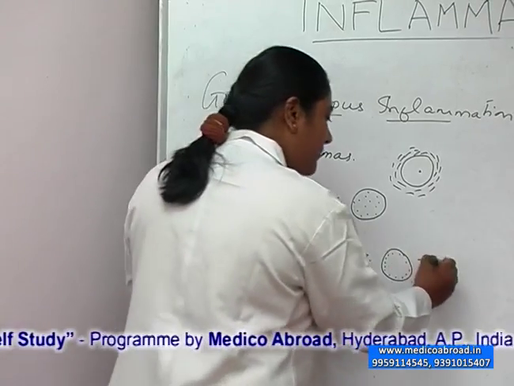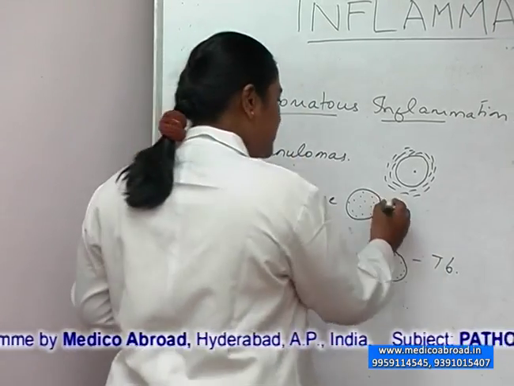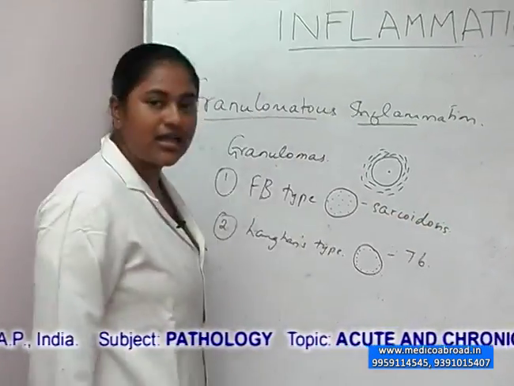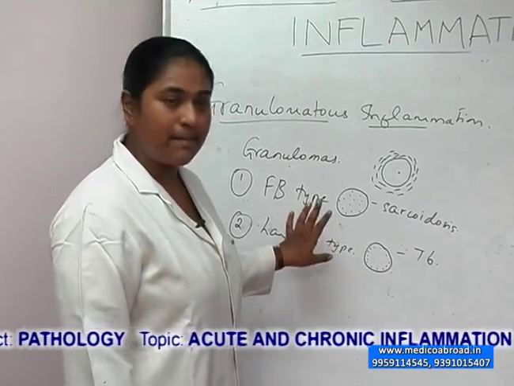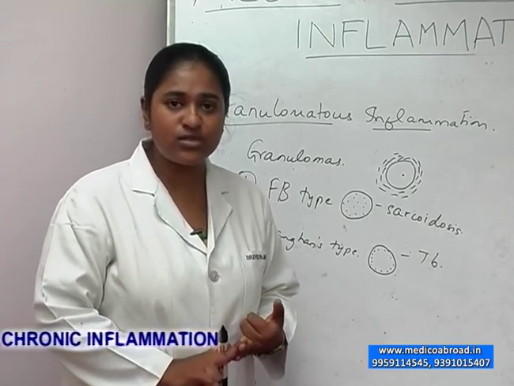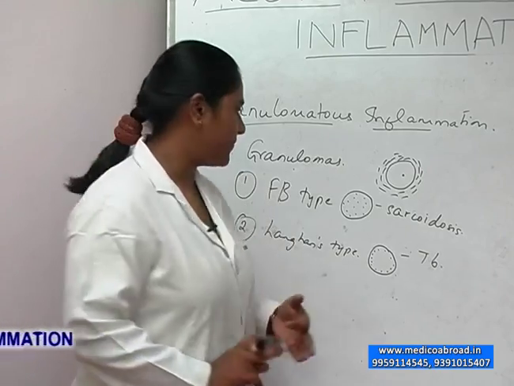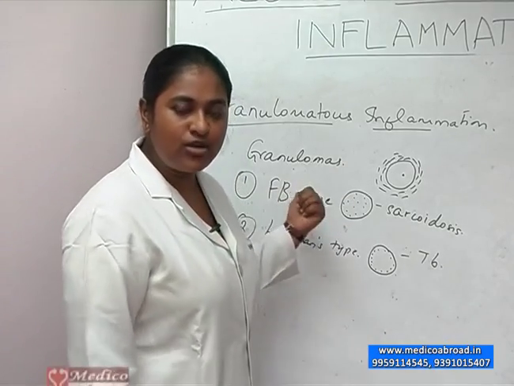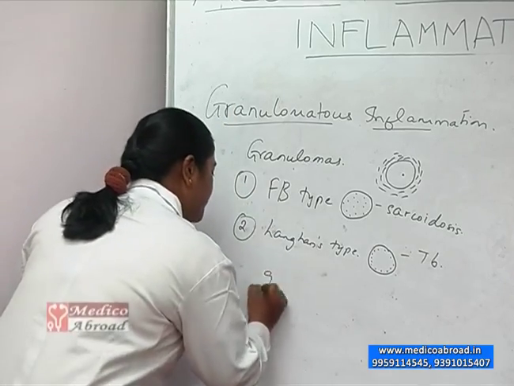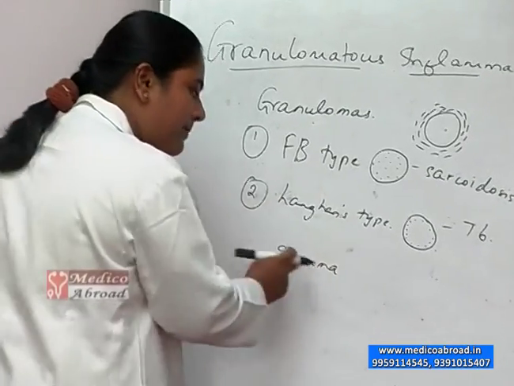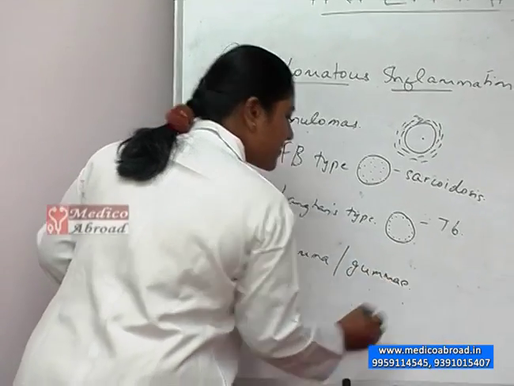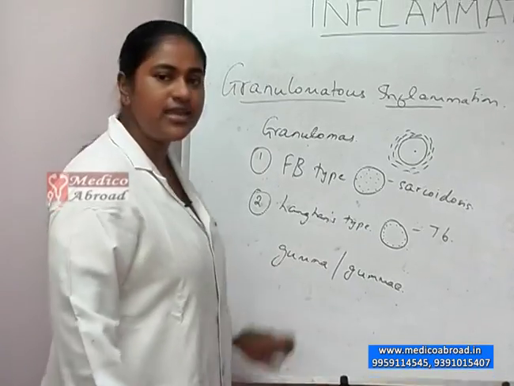This is seen in TB or tuberculosis. This is seen in sarcoidosis. There are other diseases which are characterized by the formation of these granulomas. For example, syphilis, brucellosis, cat scratch disease, etc. In syphilis, these granulomas are palpable under the skin and they are called gumma. Gumma is singular, gummata is plural. This is seen in syphilis.